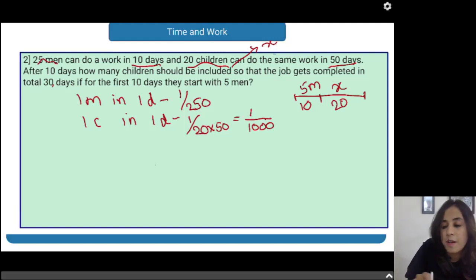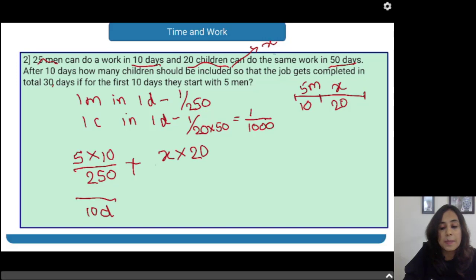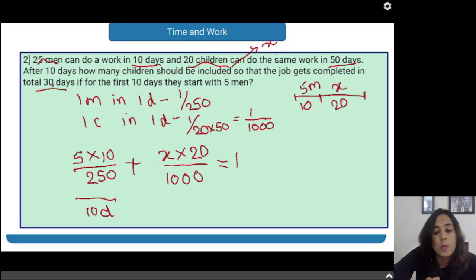So we have 5 men who are working for 10 days. So we multiply this by 5, 5 into 10 upon 250. So this is the amount of work that is done by five men in the first 10 days. Then I have to add X into 20 because these children are completing the work in 20 days, since the total work has to be completed in 30 days. So now there are 20 days remaining after 10 days have passed. So X into 20 upon 1000, and all this is equal to 1.